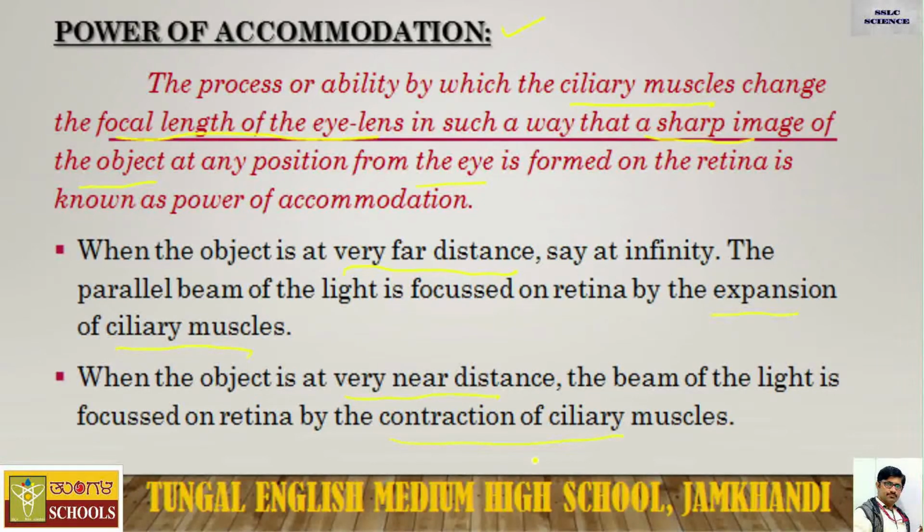So the role of ciliary muscles is very important in defining the power of accommodation. The ability of the eye to change its focal length is simply called the power of accommodation. So expansion as well as contraction done by ciliary muscles changes the focal length of the eye lens in such a way that a sharp image of the object at any position from the eye is formed on the retina. That is nothing but the power of accommodation. I hope you got this meaning right.